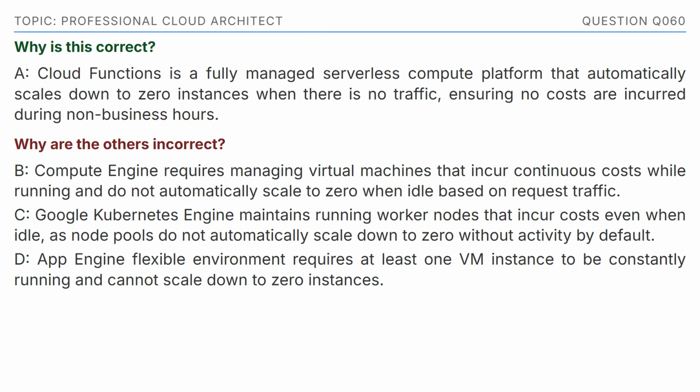Why are the others incorrect? B. Compute Engine requires managing virtual machines that incur continuous costs while running and do not automatically scale to zero when idle based on request traffic. C. Google Kubernetes Engine maintains running worker nodes that incur costs even when idle, as node pools do not automatically scale down to zero without activity by default. D. App Engine Flexible Environment requires at least one VM instance to be constantly running and cannot scale down to zero instances.